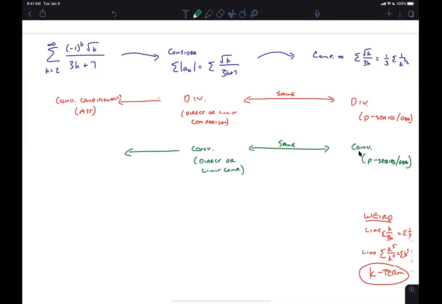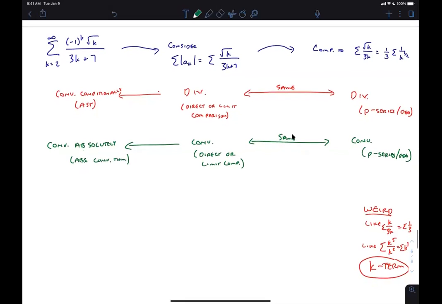But then if the absolute value converges, the original series converges too. So this converges absolutely, by the absolute convergence theorem. So this is the pattern for a lot of our problems. Okay, a lot. Not every single problem, but a lot of them.